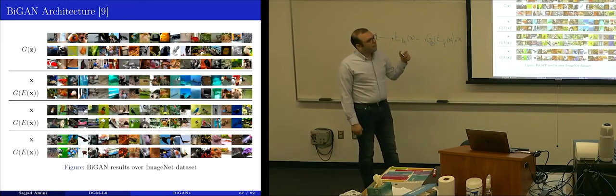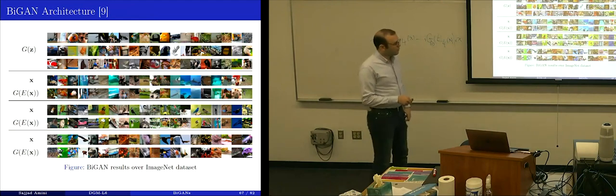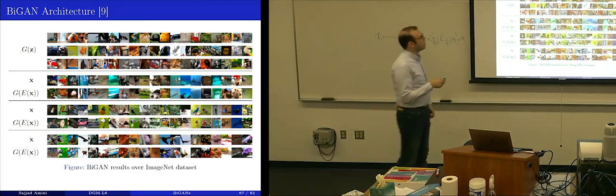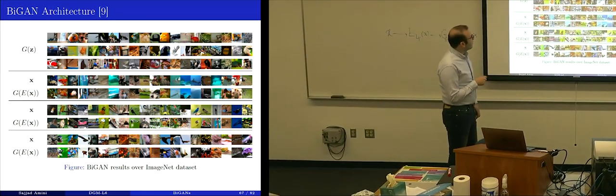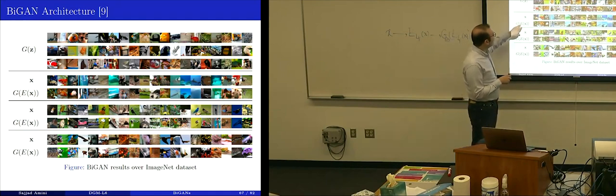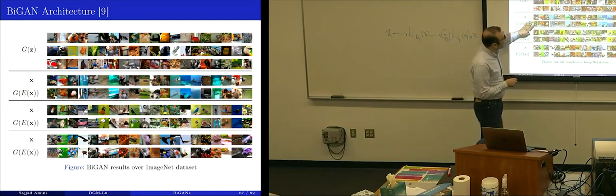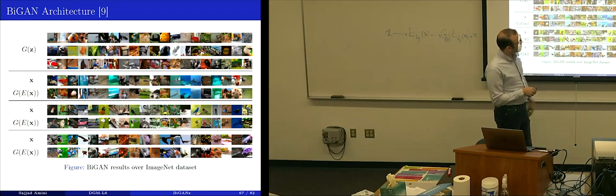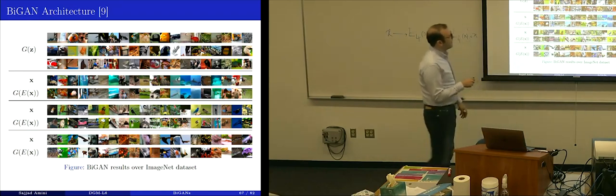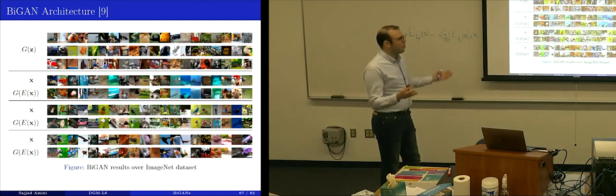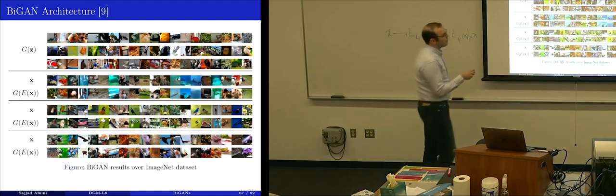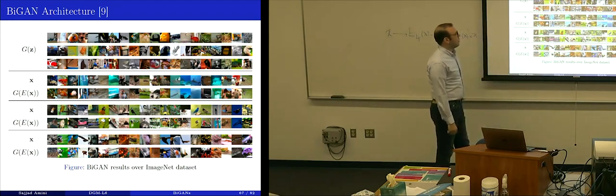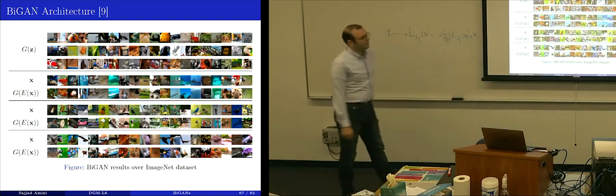So this can be applied to a more complex dataset. For example, the ImageNet dataset. These are G of z, and you can see that they generate meaningful images. And after using G of E of x, you see that the concept is almost the same, but you have some discrepancy between these two images. But hopefully, if we observe exactly the same, we can claim that we recover the latent variable distribution.